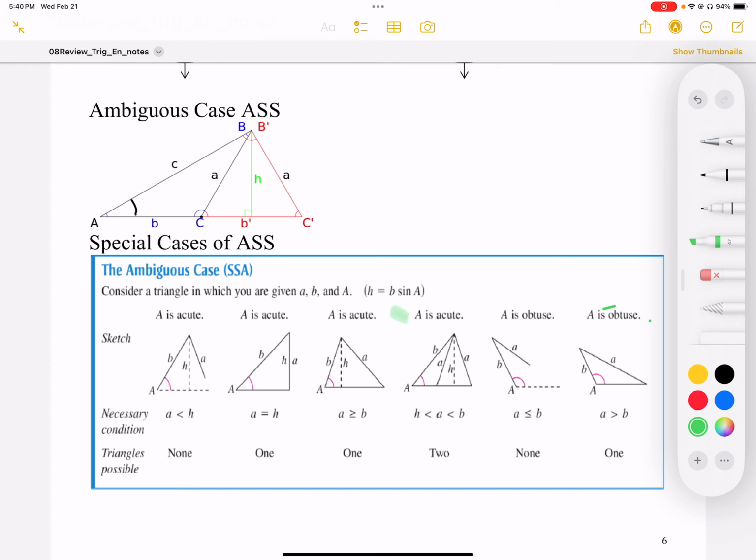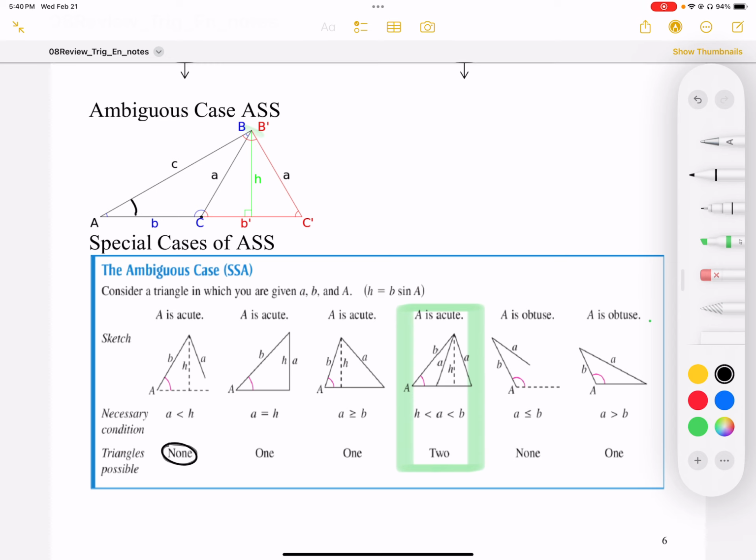So this ambiguous case is going to be when A is acute and we have the side A is shorter than the vertical length, in this case they call that H. Okay, so as long as A is longer than that length, it can form two triangles. So that is our angle side side where we have two cases where we have to solve. Now there are other cases where either triangles can't be formed or one triangle can be formed.